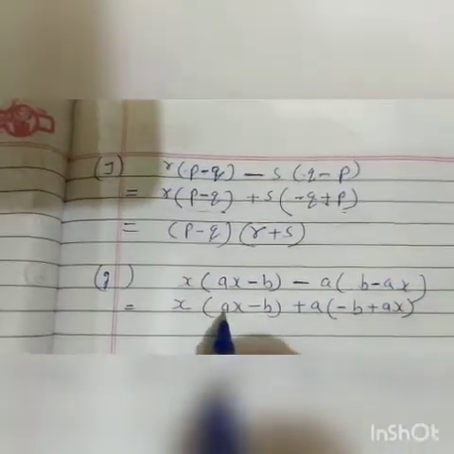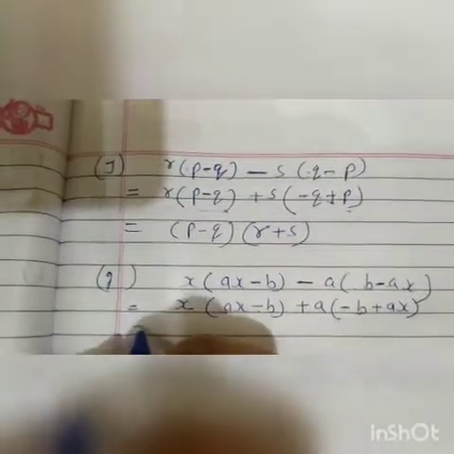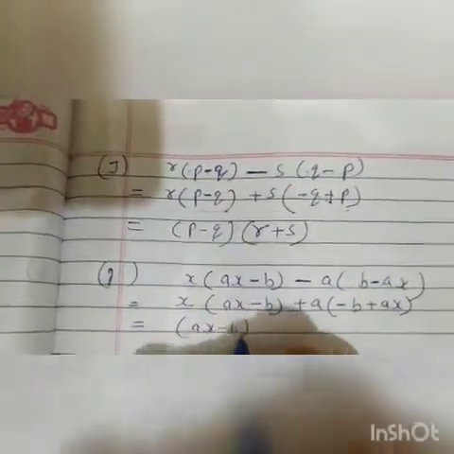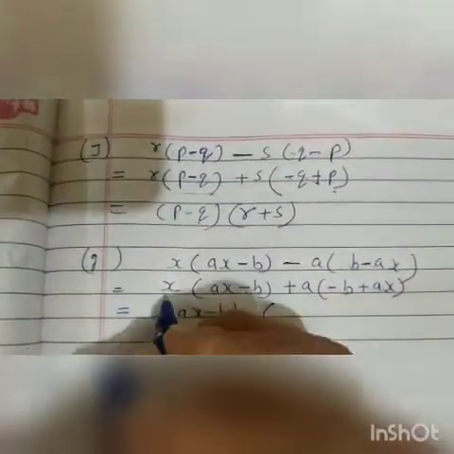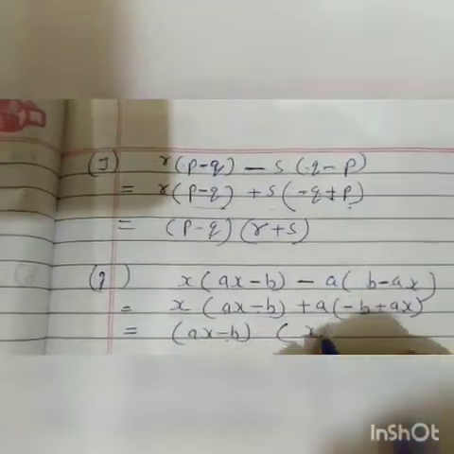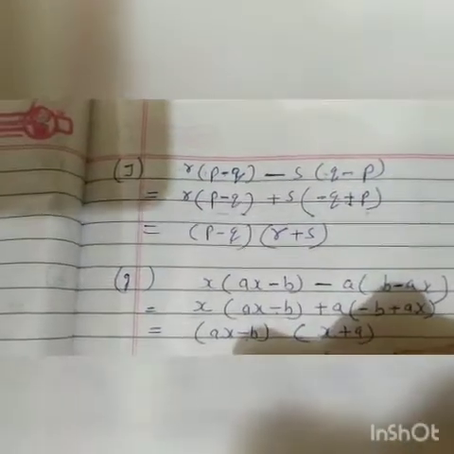Now both the brackets are same, AX minus B, AX minus B. So we can take common AX minus B. Then what is left from this first term? X is left and this is plus A left. So it will be short and easy.